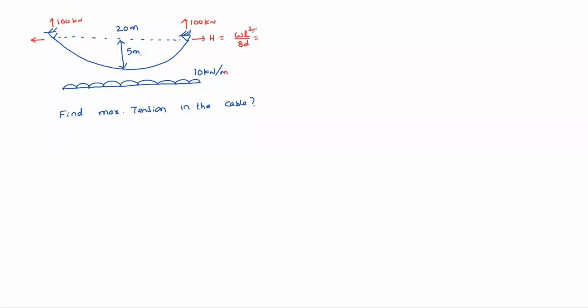That is WL square by 8D, right? Formula: W is 10, L square is 20 square, by 8 into D, 5. That equals 100. Okay, that also 100 kilonewtons. Then T max equals root of 100 square plus 100 square, 100 root 2 kilonewtons.